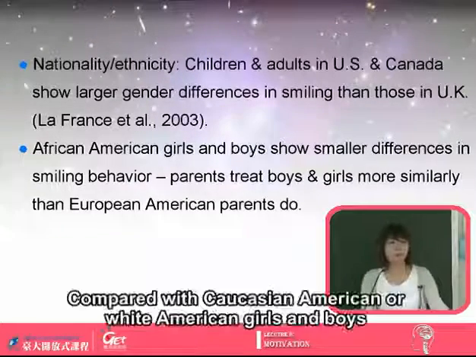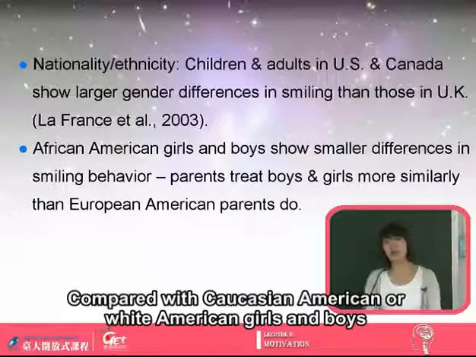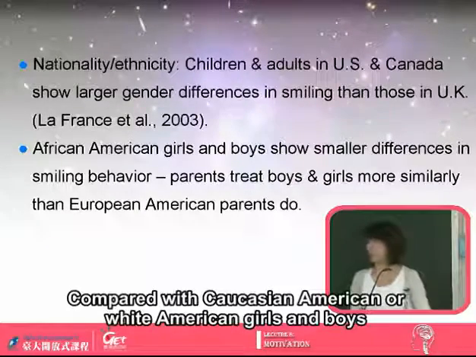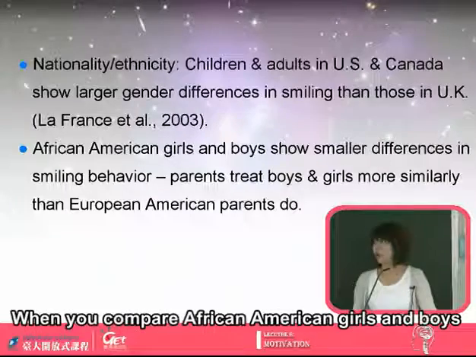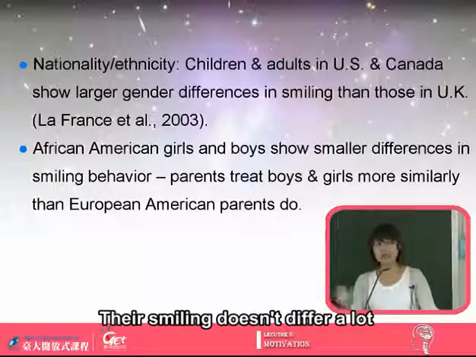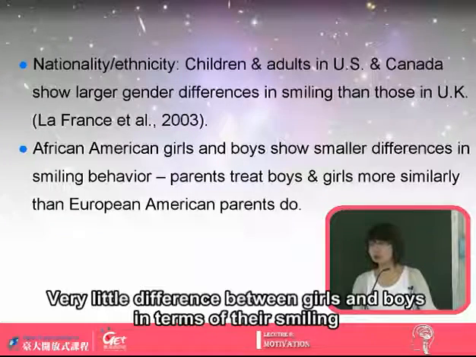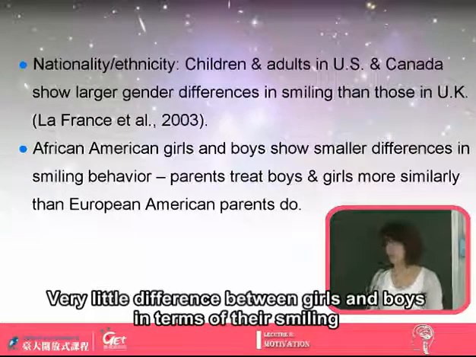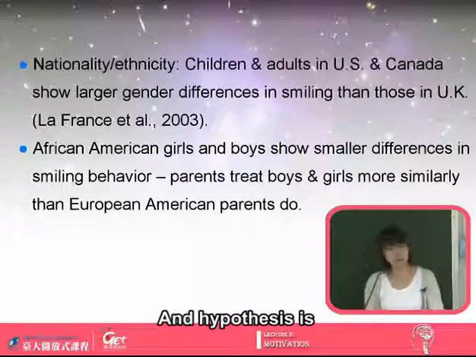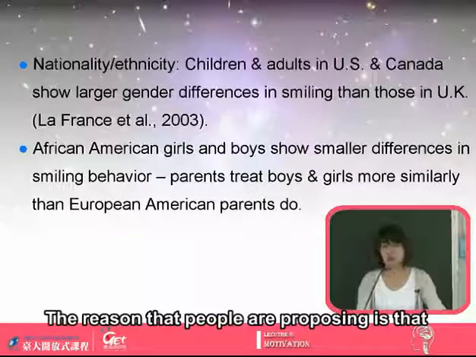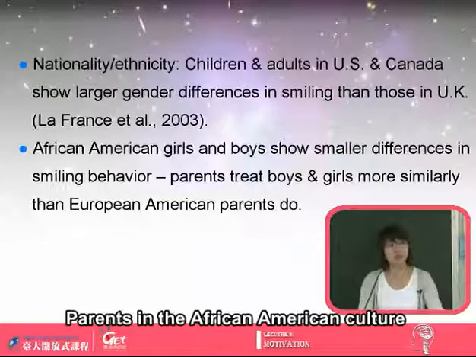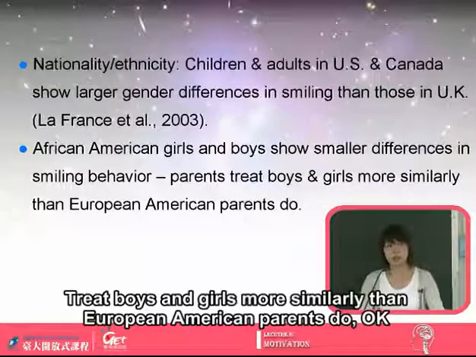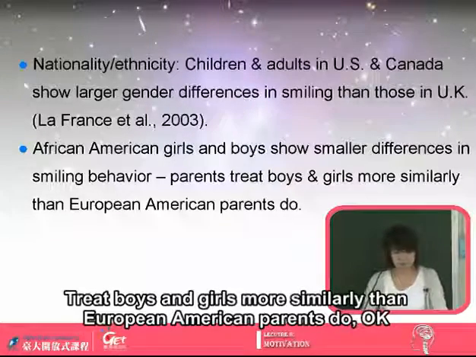It means that compared with Caucasian-American or white-American girls and boys, when you compare African-American girls and boys, their smiling doesn't differ a lot. There's very little difference between girls and boys in terms of their smiling. And the hypothesis is the reason that people are proposing is that parents in the African-American culture treat boys and girls more similarly than European-American parents do. Okay?